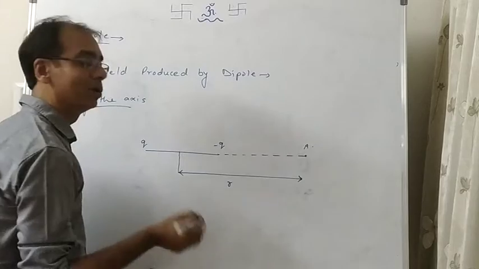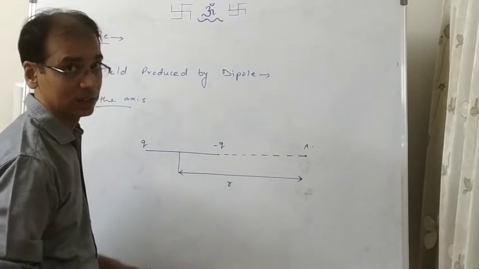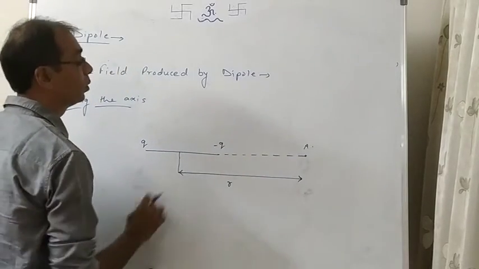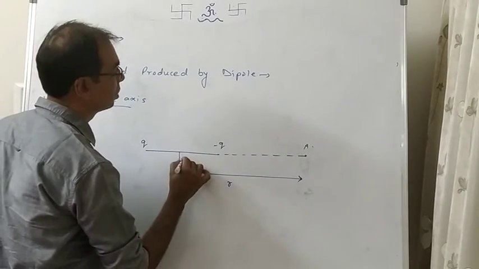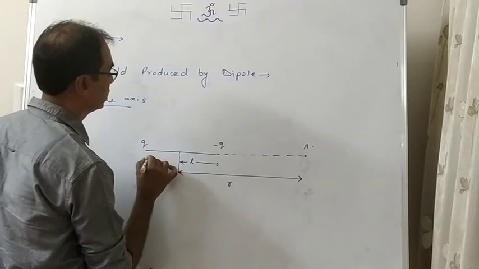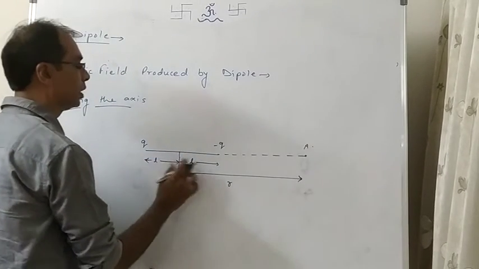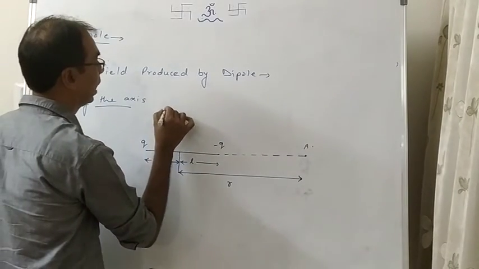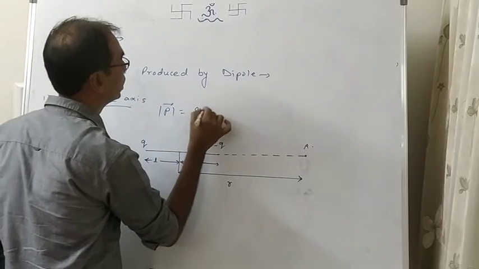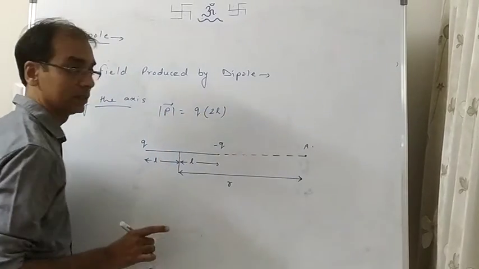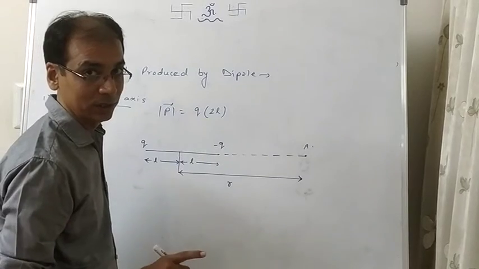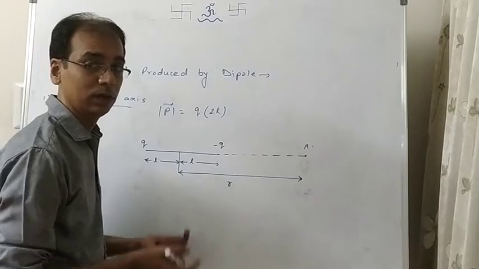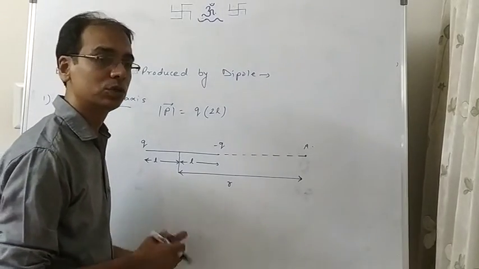Okay, and for my own convenience, I am taking the length of dipole here is 2L. Okay, so this is also L and this is also L. So if I am going to consider the length of the dipole is 2L, then what will be dipole moment? Dipole moment immediately becomes Q into length of dipole. Remember always, dipole moment is charge into length of the dipole. If length is L, we will use L. If length is 2L, we will use 2L.